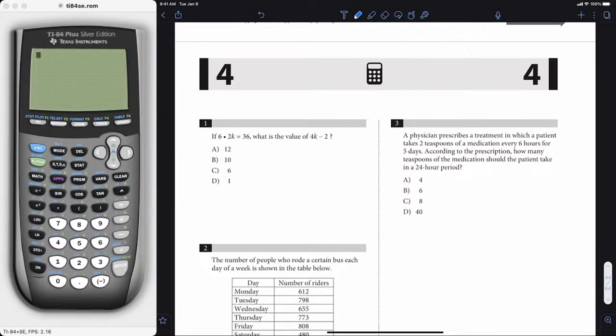Alright guys, this is going to be the calculator section for the April 2018 little review session right before the June 5th SAT. Let's get into it.